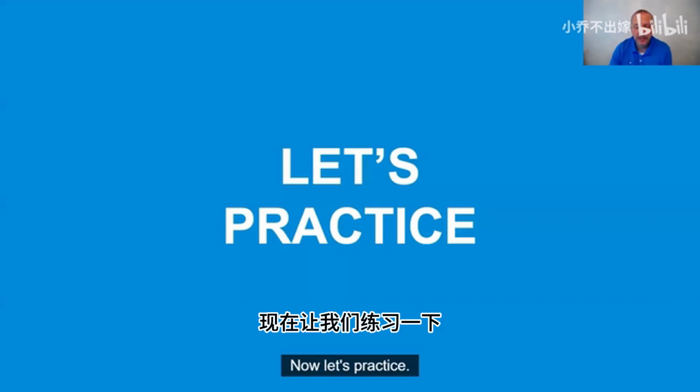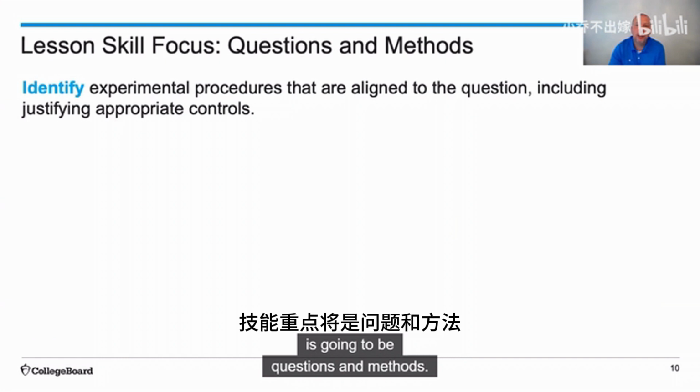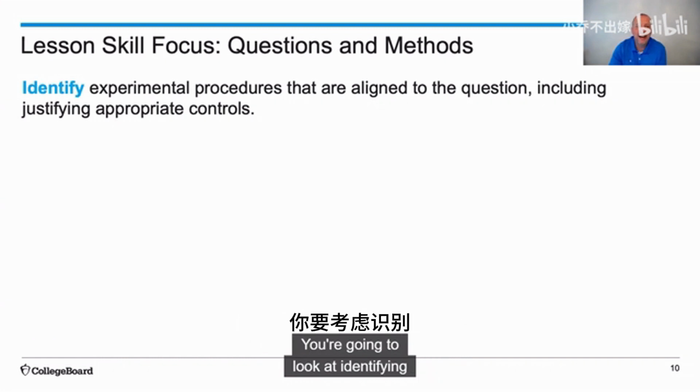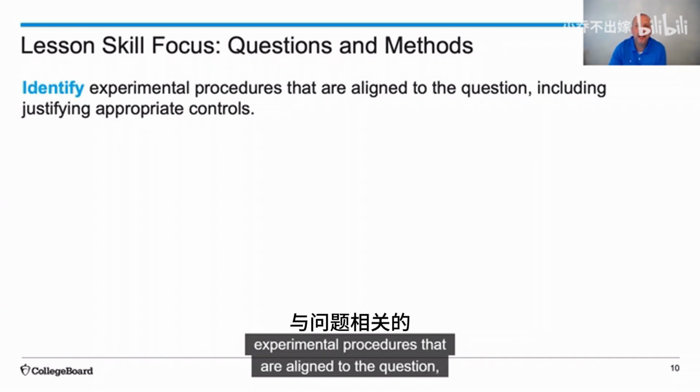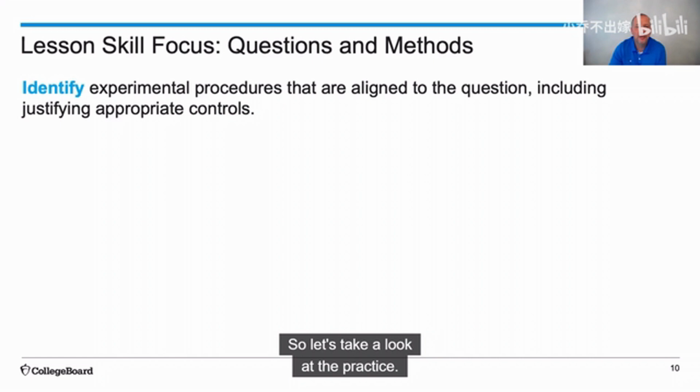Now let's practice. For this practice, the skill focus is going to be questions and methods. You're going to look at identifying experimental procedures that are aligned to the question, including justifying appropriate controls. So let's take a look at the practice.